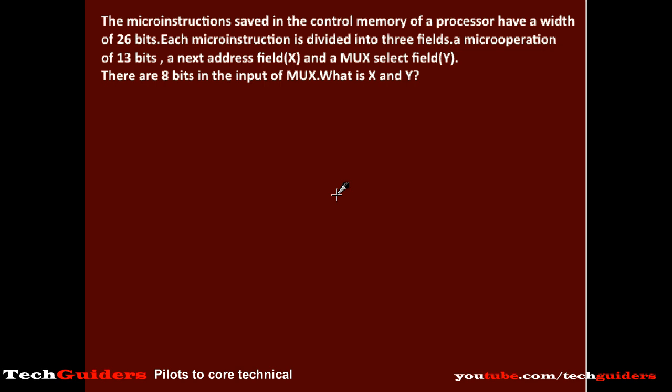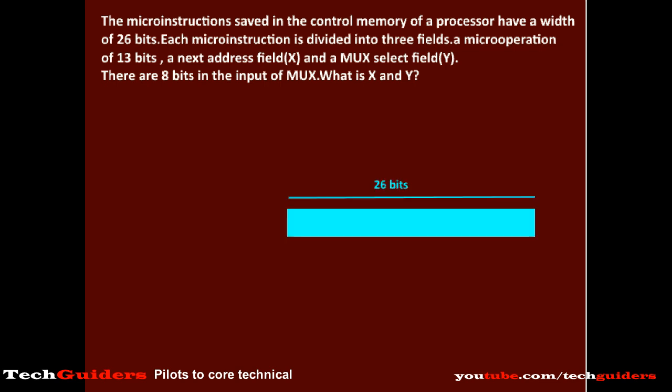The microinstructions saved in the control memory of a processor have a width of 26 bit. The width of each microinstruction is 26 bit, and each microinstruction is divided into three fields: a microoperation field of 13 bit, a next address field of X number of bits, and a multiplexer select field of Y number of bits. There are 8 bits in the input of the multiplexer. What is the value of X and Y?